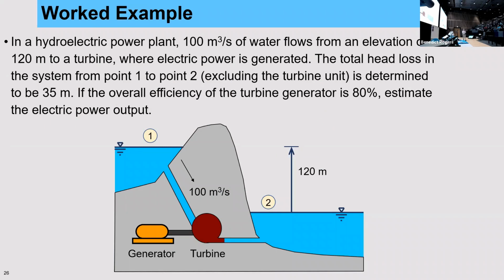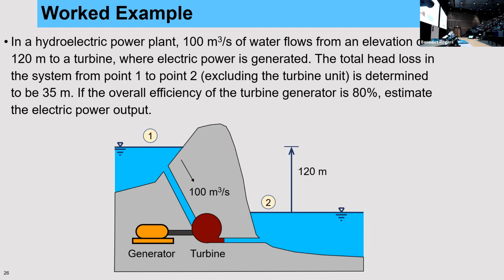Based on this, bringing all of this together: in a hydroelectric power plant, 100 meters cubed per second of water flows from an elevation of 120 meters to a turbine, where power is generated. The total head loss of the system from point 1 to point 2, excluding the turbine unit, is determined to be 35 meters. So this is how engineers talk. If the overall efficiency of the turbine generator is 80%, estimate the electrical power output. With all of the equations that we've derived today, this system should be fairly easy to analyze.